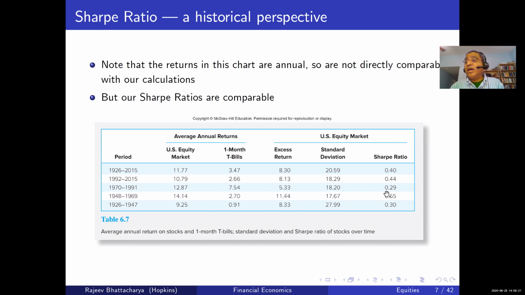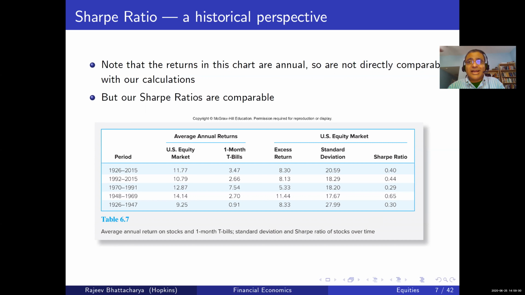1970 to 1991 is 0.29. Remember the 1970s, especially the second half of the 1970s, was a very bad time for the US economy, with stagflation and so on. 1948 to 1969, that is the post-war boom, where the US economy absolutely boomed. And so the Sharpe ratio was 0.65. So for every 1% increase in volatility, the average excess return would increase by 0.65%. That's incredibly good.